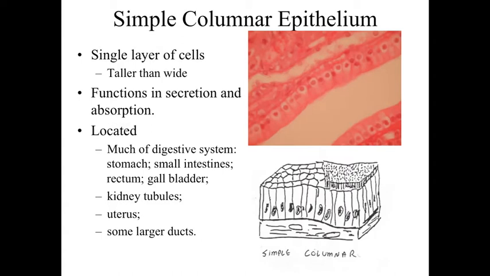Moving on, we've got the simple columnar epithelium. So simple, one cell layer thick. Columnar, they're taller than they are wide, so they're like little columns. As we said, they're generally involved with secretion or absorption. And so we can see a simple columnar epithelium in areas of the digestive system, like the stomach, the small intestines, the rectum, the gallbladder. We can see it in some specific kidney tubules. We can see it within glands within the uterus. And we can also see a simple columnar epithelium in some of the larger ducts within the body.